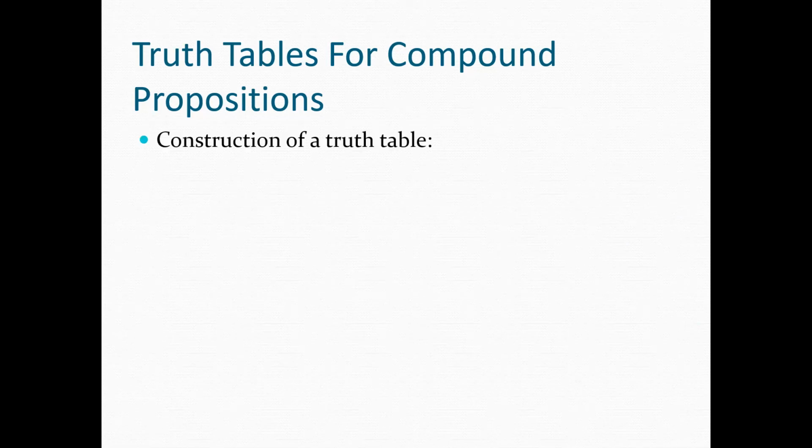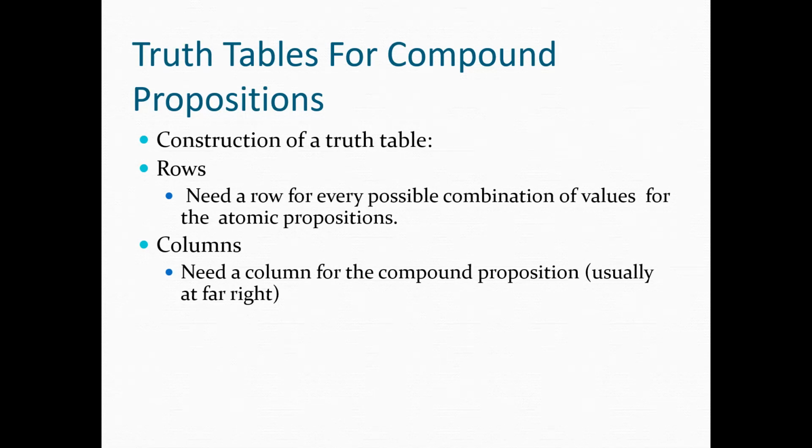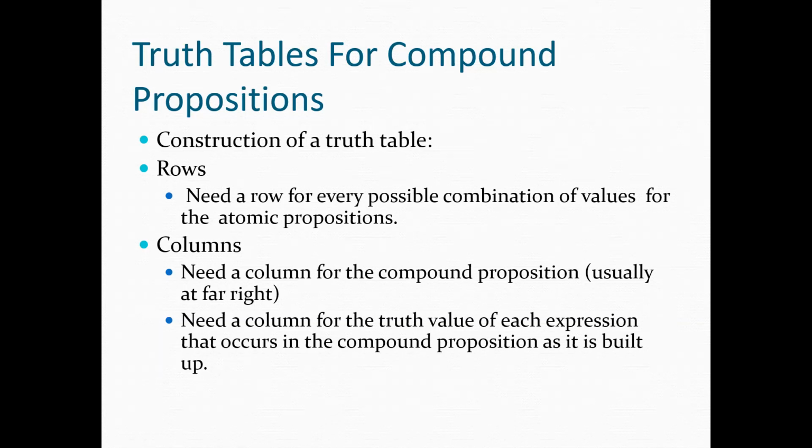Truth tables for compound propositions. For the construction of truth tables, we need rows. We need a row for every possible combination of values of the atomic propositions, whatever propositions we are going to use in the statement. We have to assign one row for one combination. Columns: we need columns for the compound propositions. We need a column for the truth value of each expression that occurs in the compound proposition as it is built up.